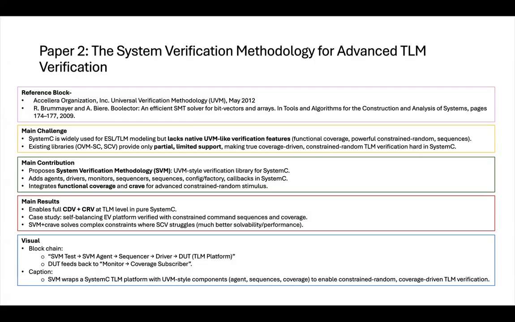The key point is that SVM plus CRAVE can handle complex command sequence constraints that SCV struggles with, enabling true coverage-driven constrained random verification directly at the TLM level much earlier in the flow.